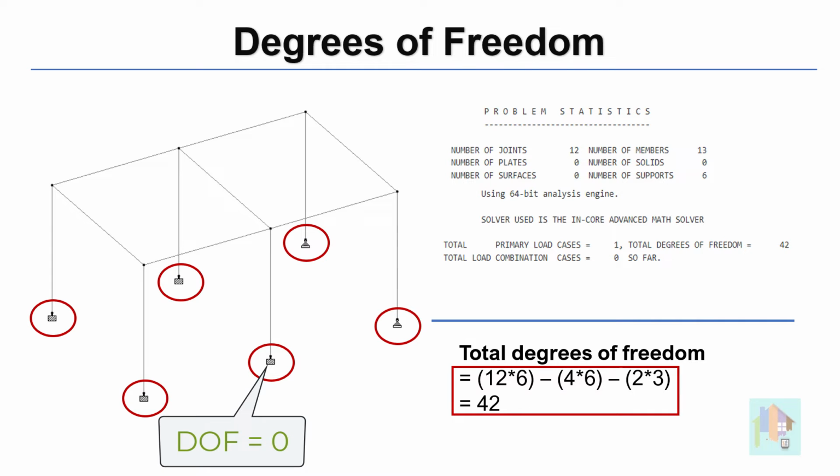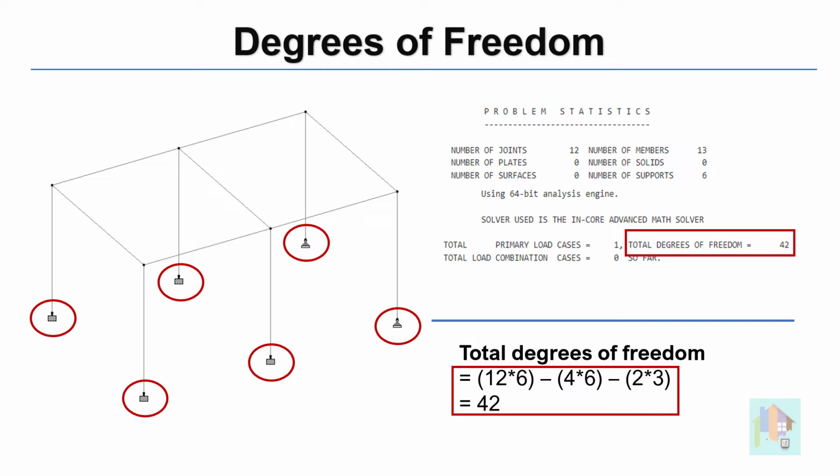For 4 fixed support, all the translational and rotational movements are restricted, and for 2 pin supports, 3 rotational displacements are allowed, and rest of the translational displacements are restricted. So, we can deduct those restricted directions from the actual degrees of freedom. The total number comes as 42. Same value is reported in the output as the total degrees of freedom of the structure.